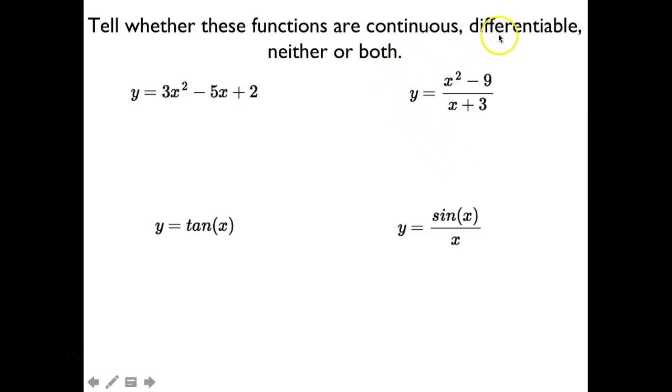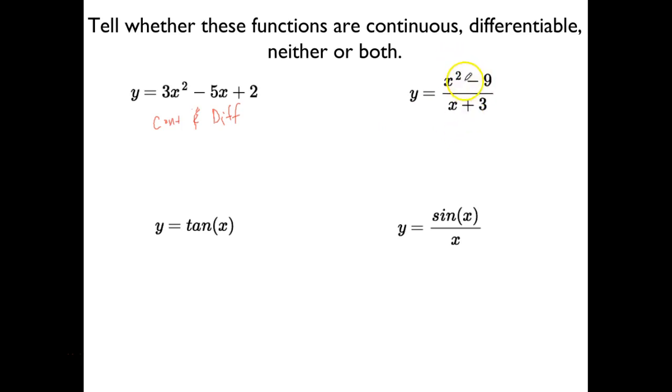Tell whether these functions are differentiable, neither or both. Okay, well, some of these, that one is continuous, and that one is going to be smooth as well. If you just think about it, what a graph of a parabola looks like. So this is continuous and differentiable. Okay, that's supposed to be a little and symbol. Okay, this one over here.